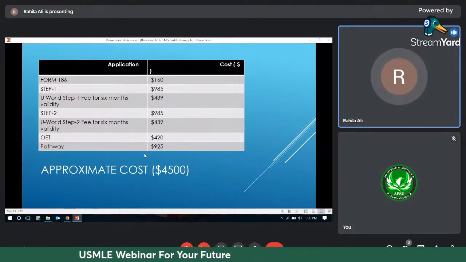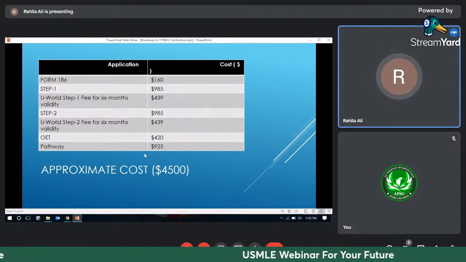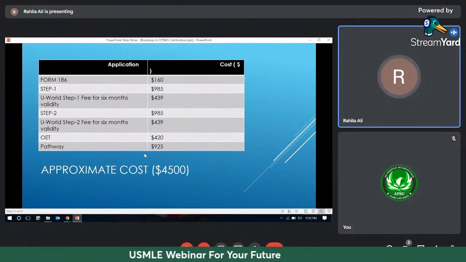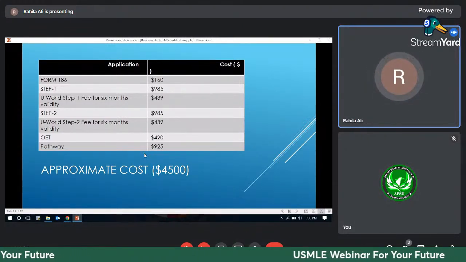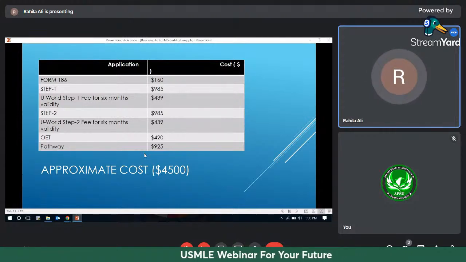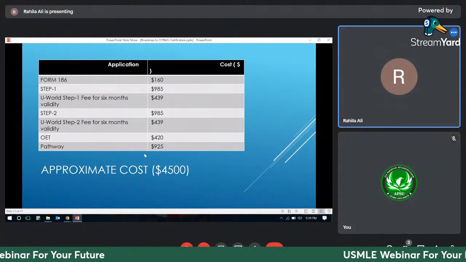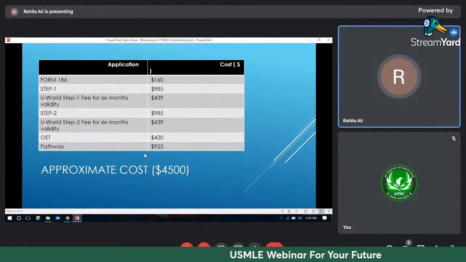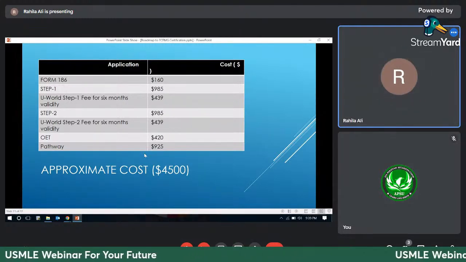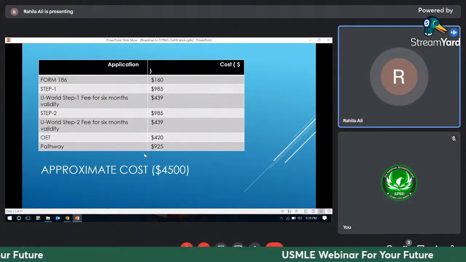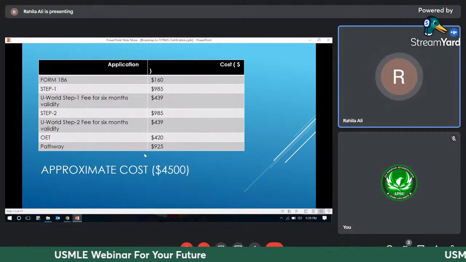This is all the approximate cost, because most of the time people keep asking what will be the cost for Step 1, what will be the cost for Step 2, what will be the cost for Step 3, and all this. Everybody did study, but this is the thing that is very important. Lastly, a lot of people were asking what will be the cost for Step 1, Step 2. This is all the approximate cost that I have calculated, what I paid during my steps. So for Form 186 that I described, what is Form 186? This is the very initial form that you have to start with.